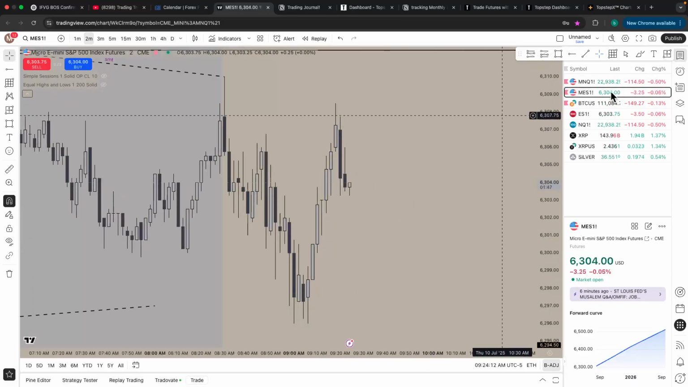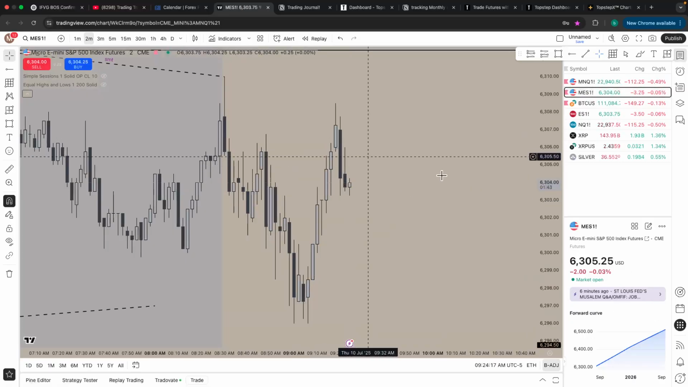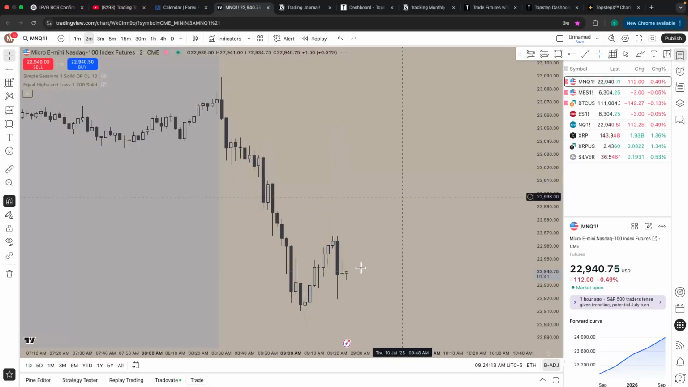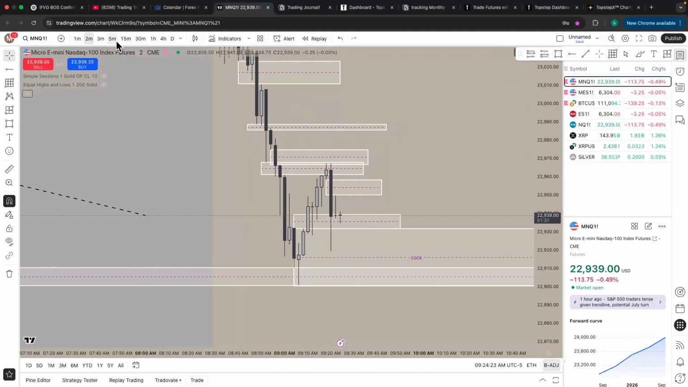ES is trending lower. What did I say? Dude, literally that was perfect timing. I was like, I'd like to see ES trend lower, but in order for it to do that, NQ is going to have to come down into this 5-minute fair value gap and the 5-minute order block.